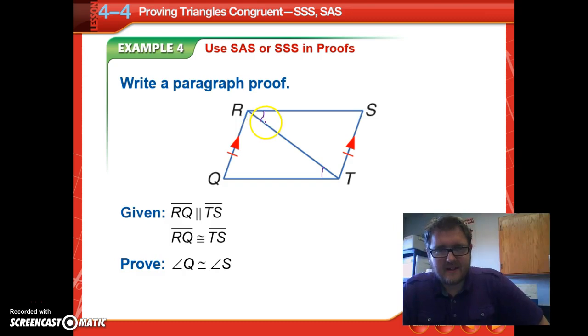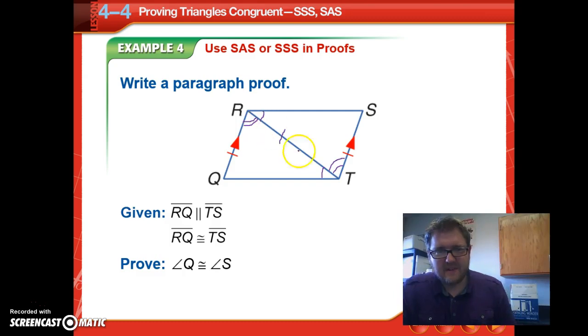So we also should know that RT is equal to itself because of the reflexive property. So notice right here we've got, wrong angles, by the way. I had angles RTQ and STR are congruent, because what that's going to allow us to say is we have side angle side, because we know RQ and ST are congruent, so side angle side. By the reflexive property, we know that RT is the same on both triangles.